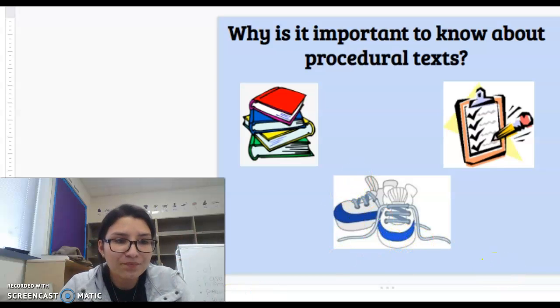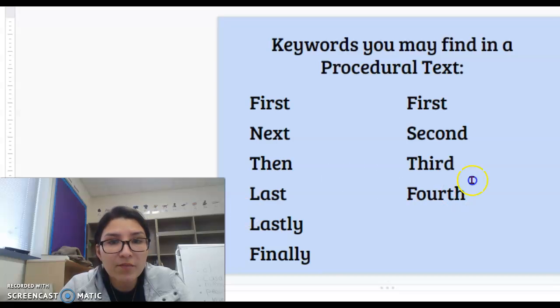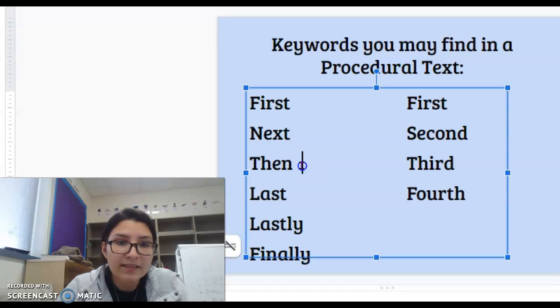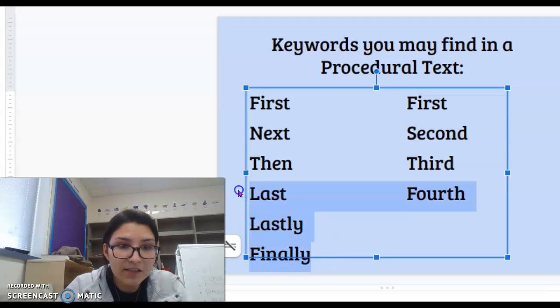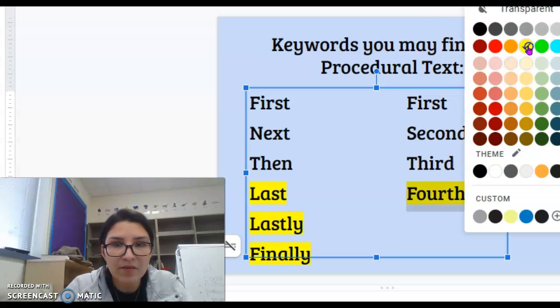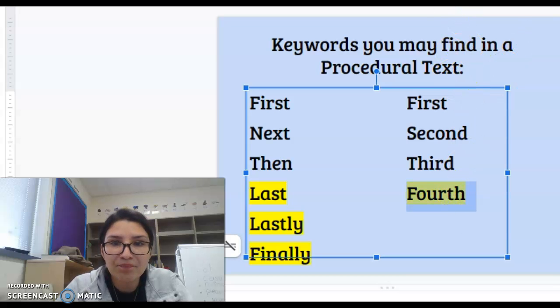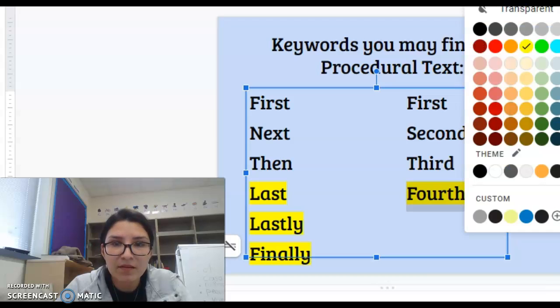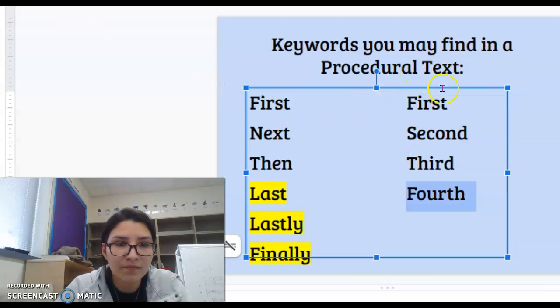All right, some key words you may see that are procedural text are first, next, then, last, or for last you might see lastly or finally. All of these mean the final step. Sometimes fourth doesn't mean the final step. It could be a fifth step. All right, and then you might see first, second, third.